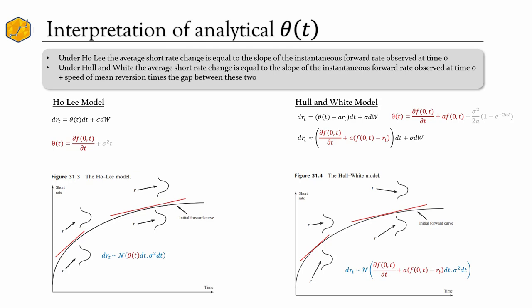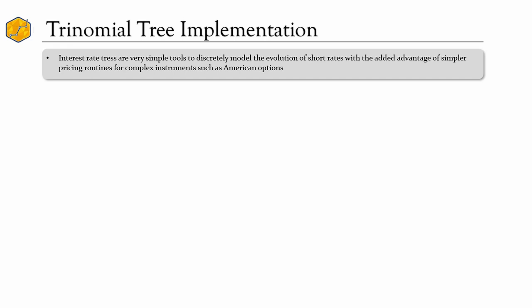All right, so under these two models, Ho-Lee and Hull-White, we do have an analytical formula to price zero coupon bonds, and also we have the analytical formula for theta t. However, when it comes to pricing exotics, or complex instruments such as American options, we really don't have an analytical solution. Okay, we have to either resort to simulation methods such as Monte Carlo, or we have to resort to numerical solutions such as finite difference methods or tree-based algorithms. Okay, so when it comes to tree-based algorithms, if we build a sufficient number of branches, then tree-based algorithms are not bad at all. We can even price American options using trees, and we have seen that before.